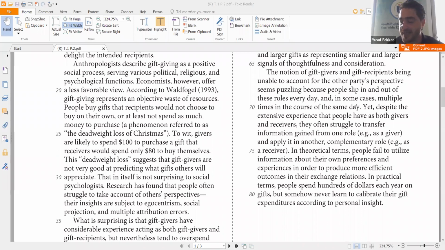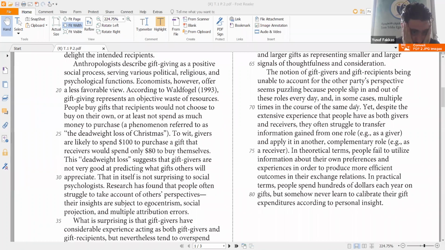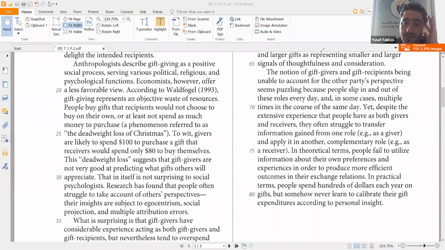Okay, so my question now, they're asking us, what do the social psychologists describe the dead weight loss as? My question first is simple. Where are the social psychologists mentioned in the passage? Just give me the lines, please. From 20 to 25, according to Vogel. Those are economists. According to Vogel, we said that it's a waste of resources. And that's what the economists are saying.